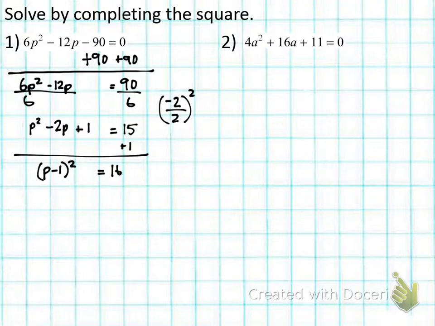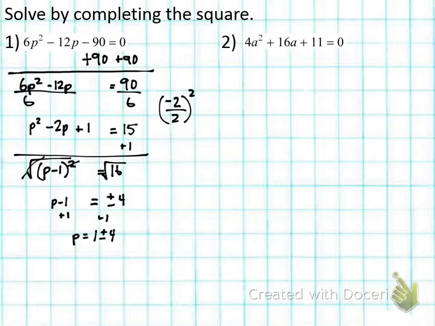Then we're going to take the square root of both sides. The square root cancels with the square, leaving p minus 1. On the right side, the square root of 16, how many answers are there? 2 answers. What's the square root of 16? Positive 4 and negative 4, right? Then we're going to add 1 to both sides. So p is equal to 1 plus or minus 4.